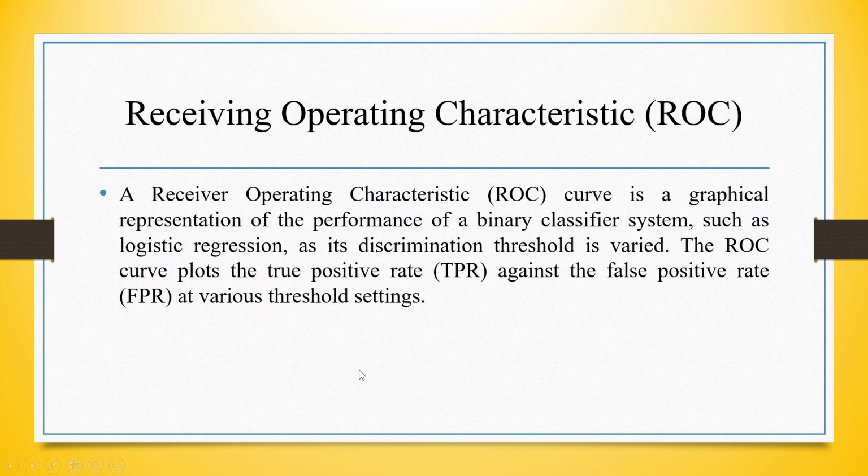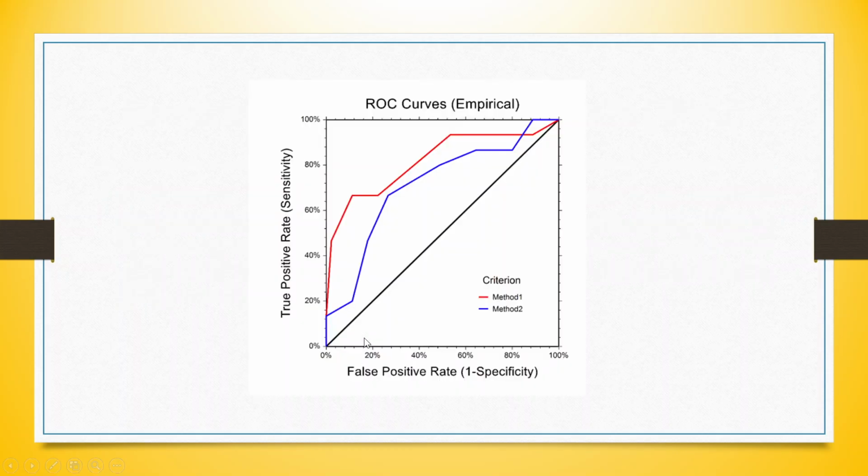A receiver operating characteristic curve is a graphical representation of the performance of a binary classifier system, such as logistic regression, naive Bayes, decision tree, random forest, as its discrimination threshold is varied. The ROC curve plots the true positive rate against the false positive rate at various threshold settings.